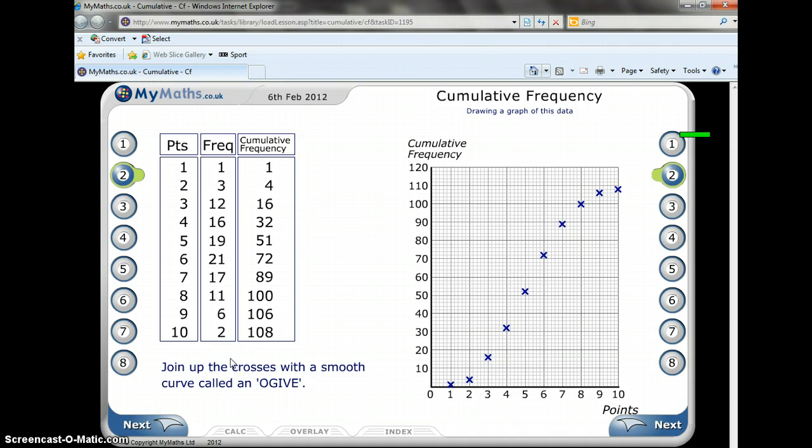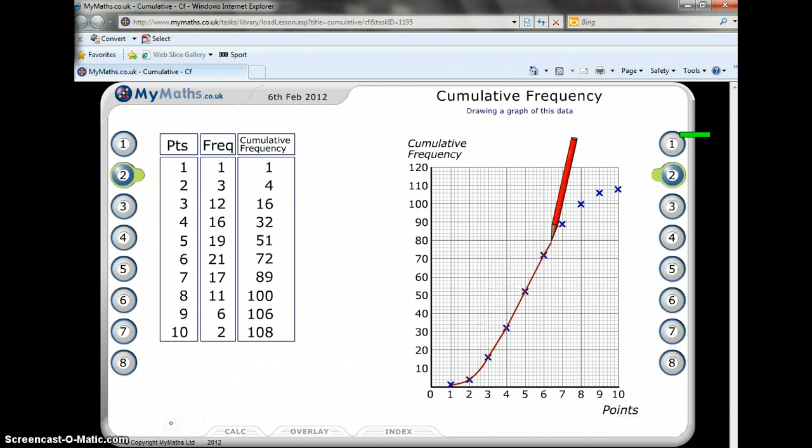So let's just finish off the question by drawing that freehand sketch and curve of the classic cumulative frequency curve. And there we have it. That's how to finish off a cumulative frequency diagram.